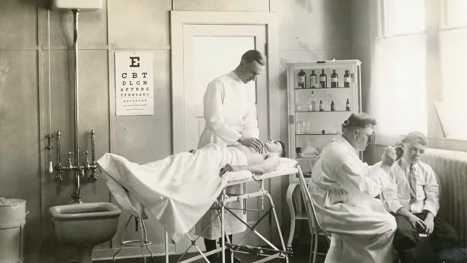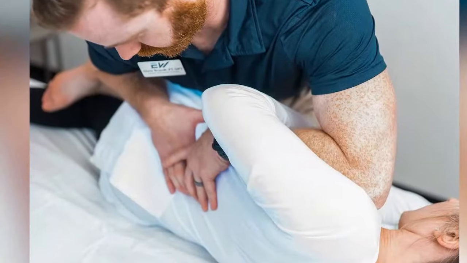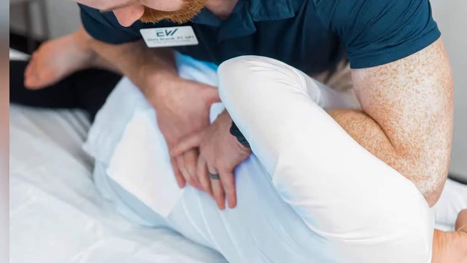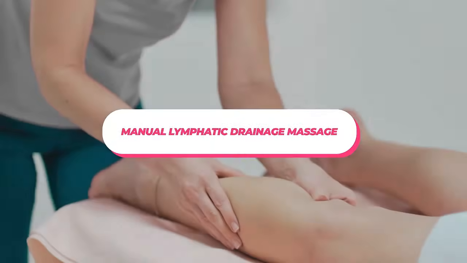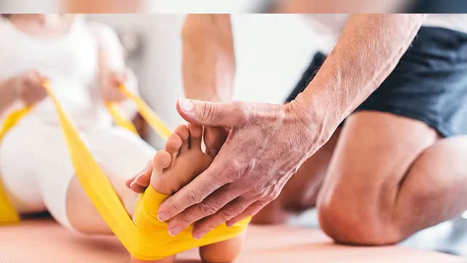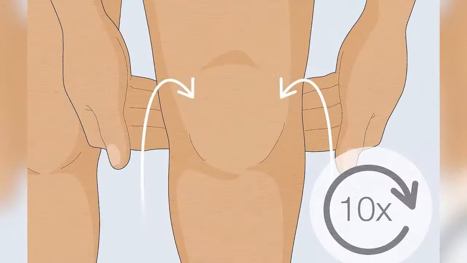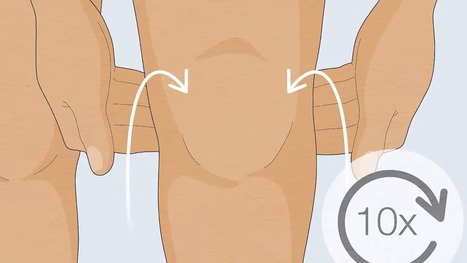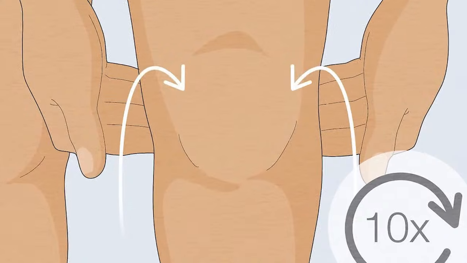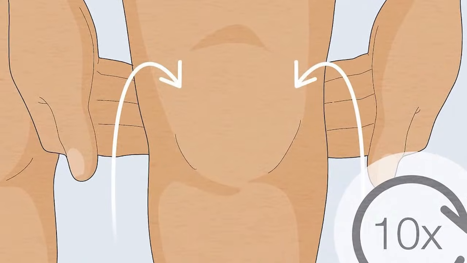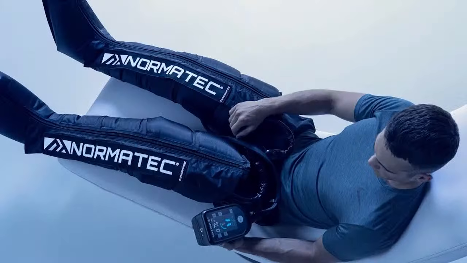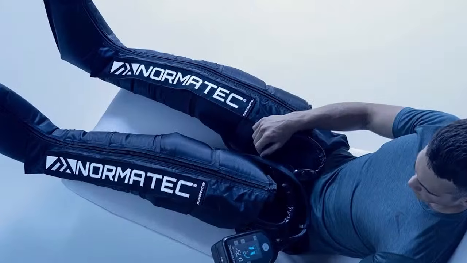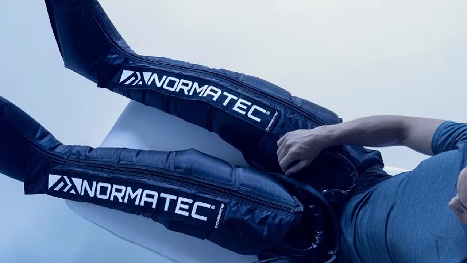In addition to traditional medical treatments, there are also alternative therapies such as manual lymphatic drainage massage and compression therapies for lymphedema. MLD massage is a gentle, rhythmic massage technique that helps to stimulate the flow of lymph, reduce swelling, and improve the function of the affected limb. Compression therapy, using specially designed compression garments, helps to reduce swelling and improve the circulation of lymph.